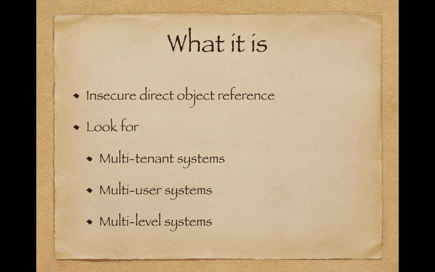But again, not every company does rocket science. Not every company has unlimited budgets. So sequential IDs is not a security vulnerability in itself. It does make your system a little bit weaker though. We'll go over why later. So we'll look for multi-tenant systems, multi-user systems, and multi-level systems. These are not in the correct order. We'll start with multi-user systems.